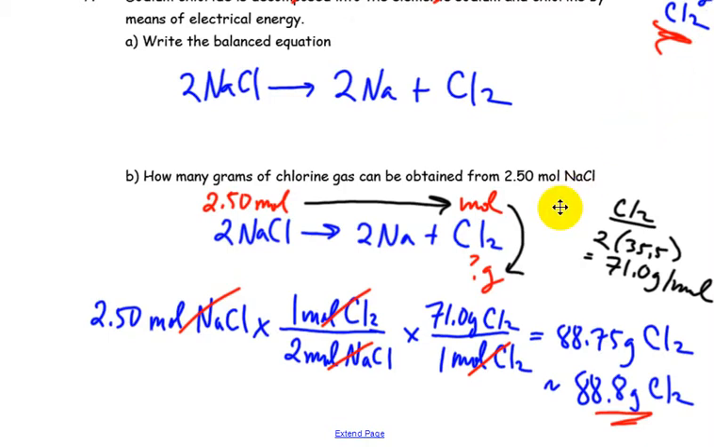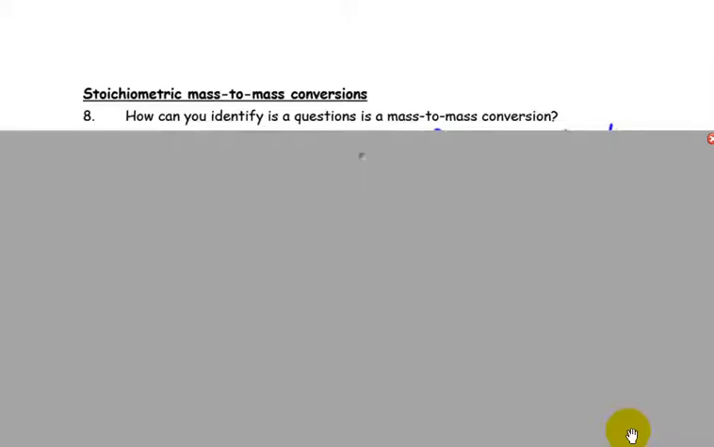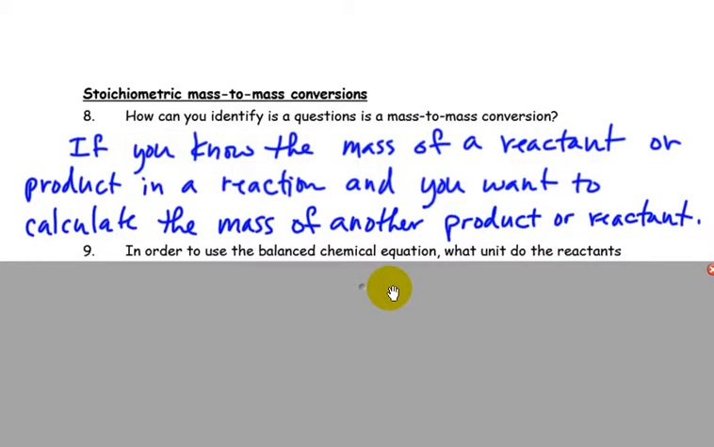We did the moles to mole conversion, the moles to mass conversion. So now what's left is the mass to mass conversion. And you know that you have a mass to mass conversion if you know the mass of a reactant or product, and you're asking for the mass of another product or reactant.